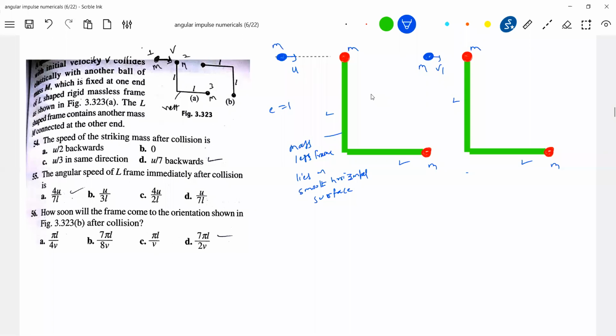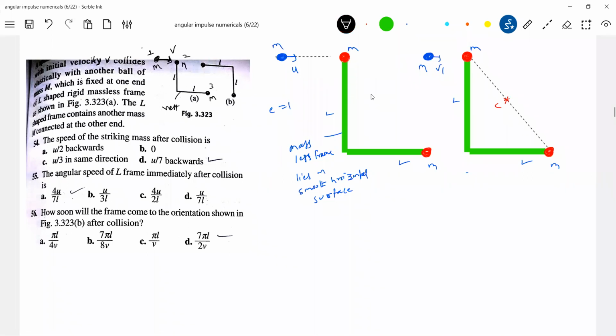What should we look at? We should look at the center of mass, where the center of mass of this system will be. That will be located exactly at the midpoint. So for that, we'll take a symbol like this. Center of mass of the L-shaped system only, not the total system.